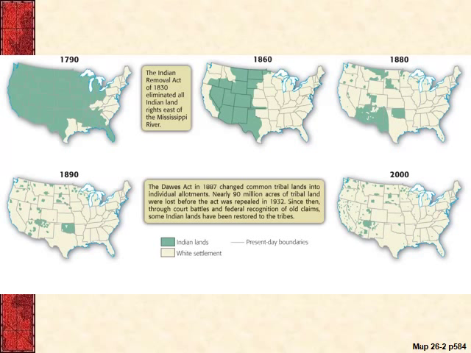And then you can see at the bottom here that the Dawes Act changed common tribal lands into individual allotments. And then the law is finally repealed in 1932, and it reestablishes the legality of the tribal entities and their land. Although, I mean, it's still being fought in the courts to this day.